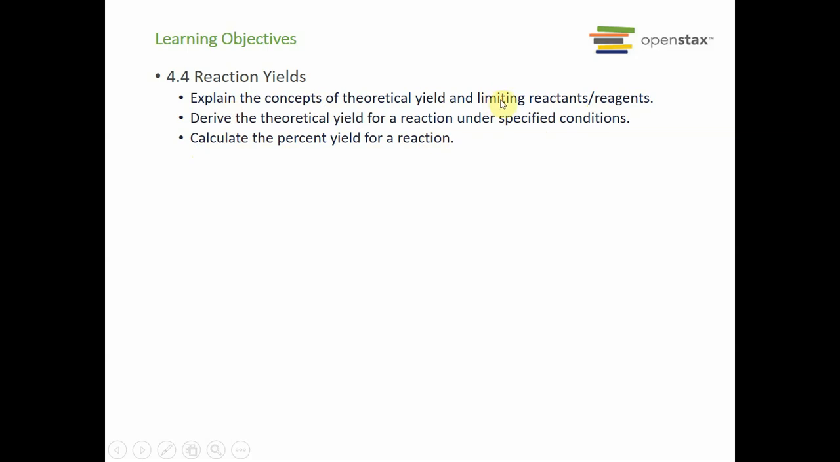The theoretical yield is what you would predict from the stoichiometry and the number of moles, and the percent yield is the ratio of what you actually get to what you theoretically could have gotten. And percent yields normally should be less than 100%.